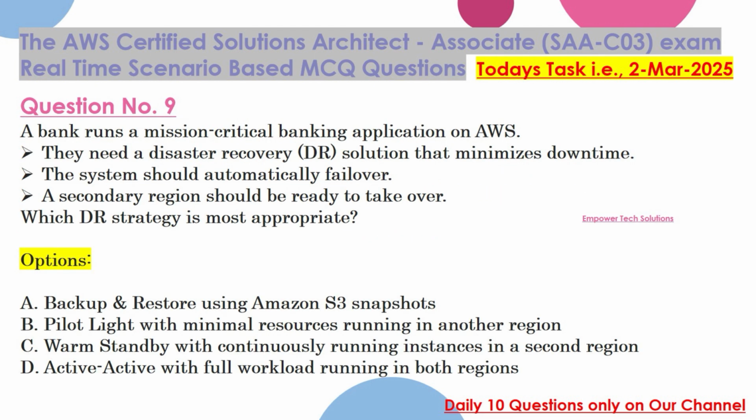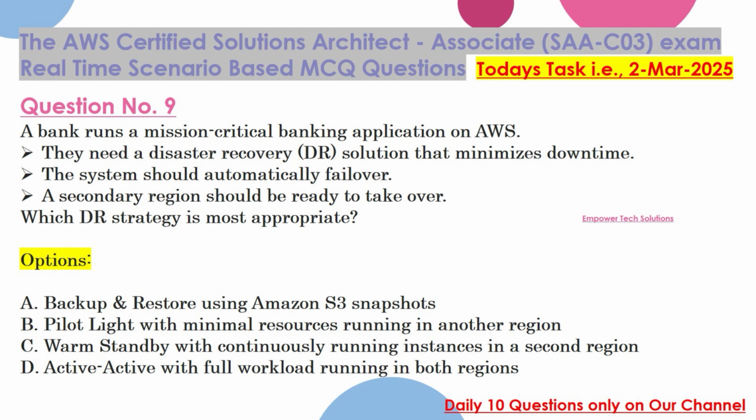Question 9. A bank runs a mission-critical banking application on AWS. They need a disaster recovery (DR) solution that minimizes downtime. The system should automatically failover. A secondary region should be ready to take over. Which DR strategy is most appropriate?